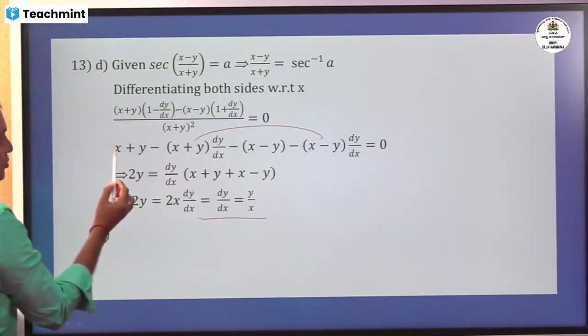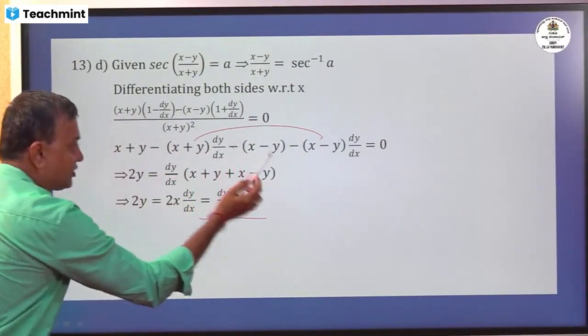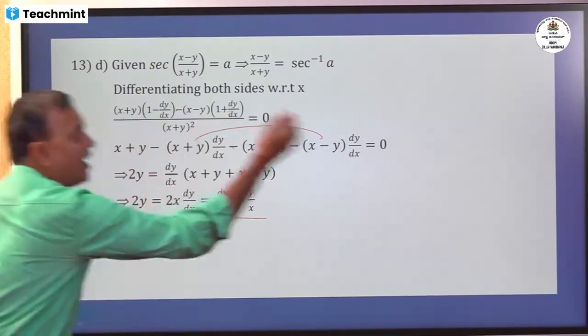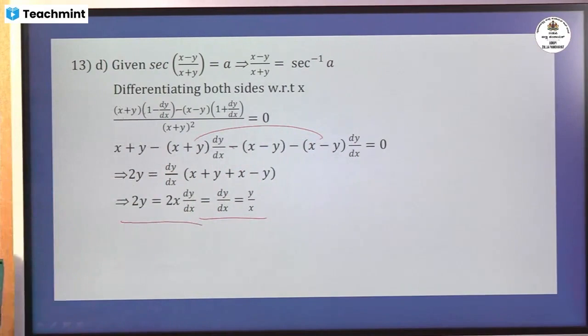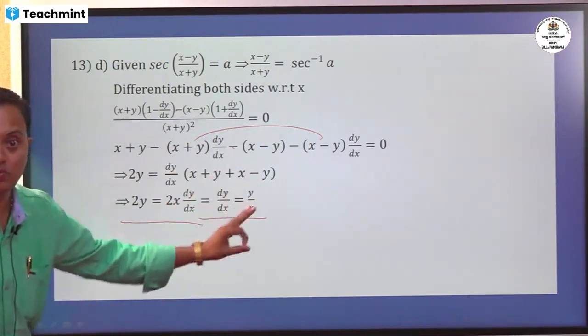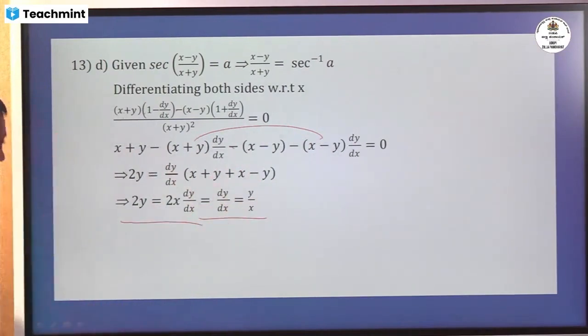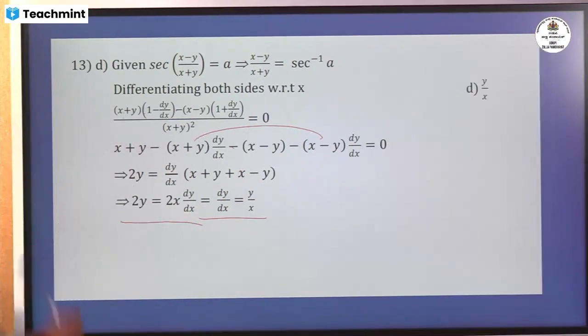Here minus x plus y will be cancelled, minus of minus plus y, y 2y, take this to the other side. We get 2y equal to 2x dy by dx, or dy by dx equal to y by x. Correct? So answer is D.